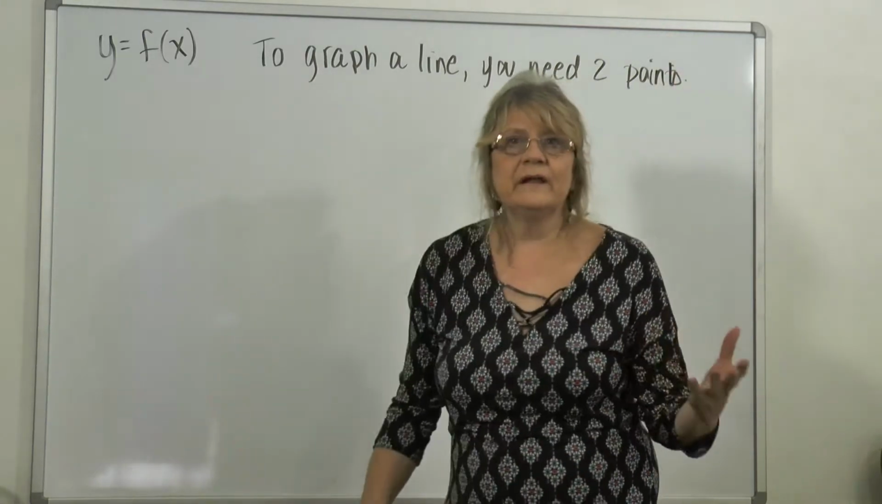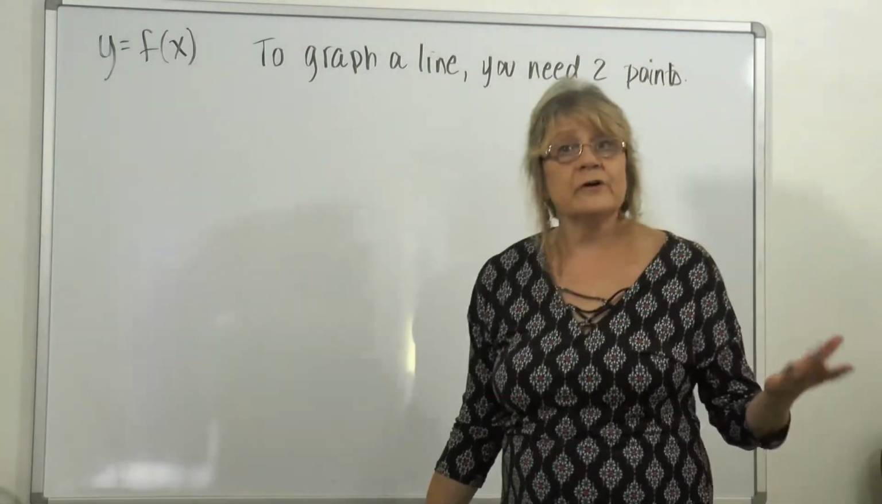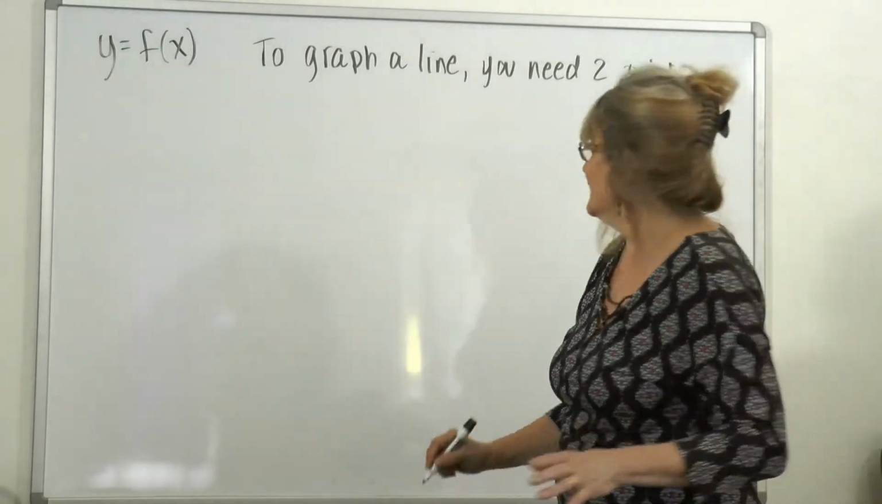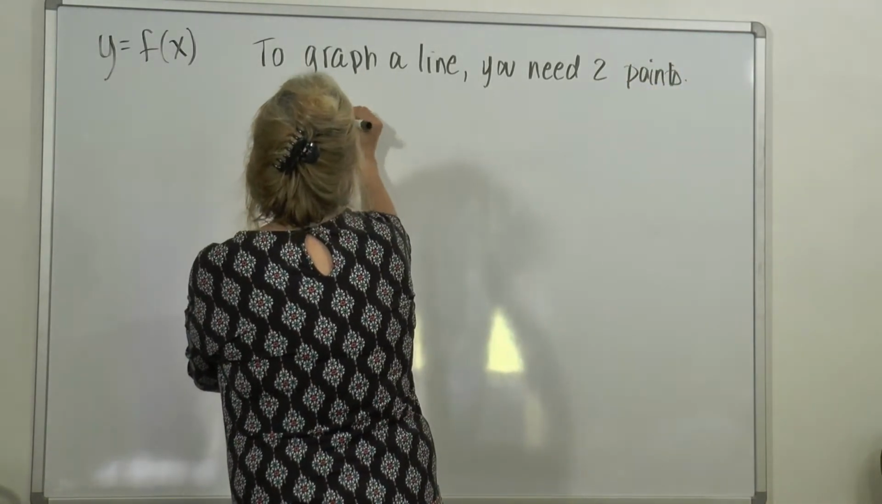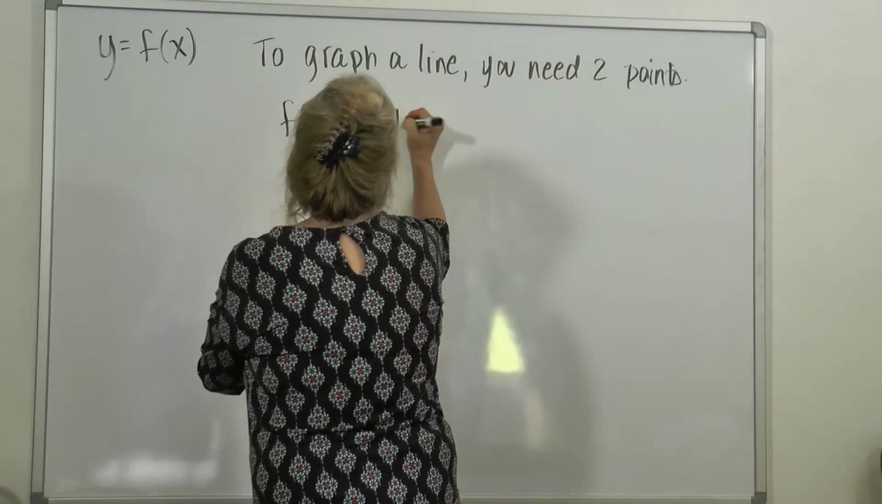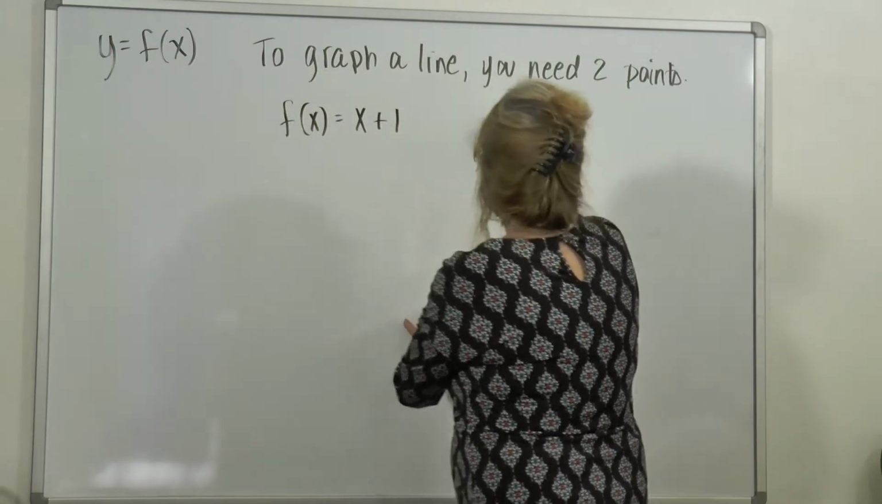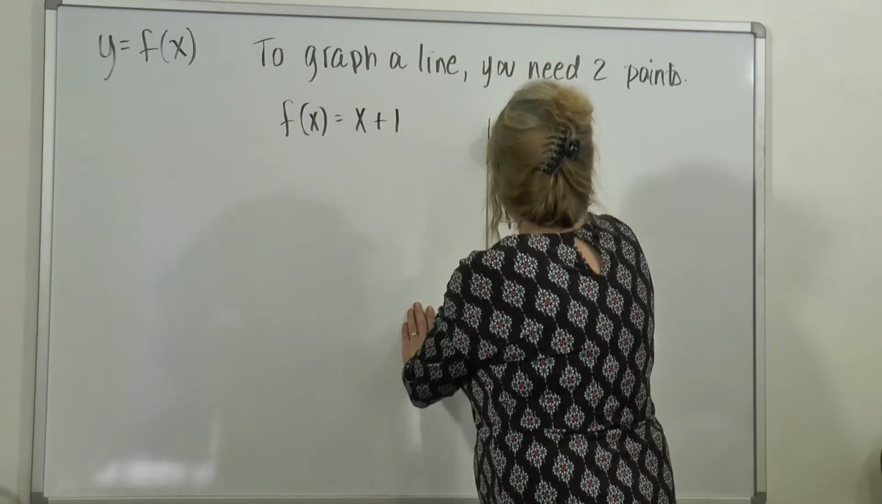Alright, to graph a straight line, all you need are 2 points. You can, of course, always have more. There's nothing wrong with that. But so if I have f of x is equal to x plus 1, and remember your Cartesian coordinate system.